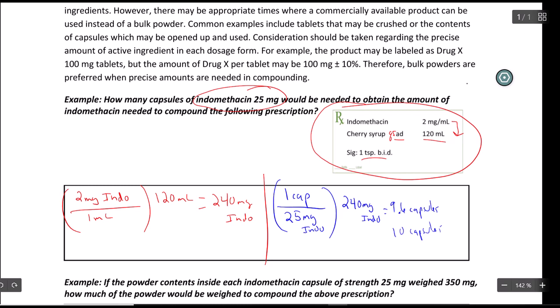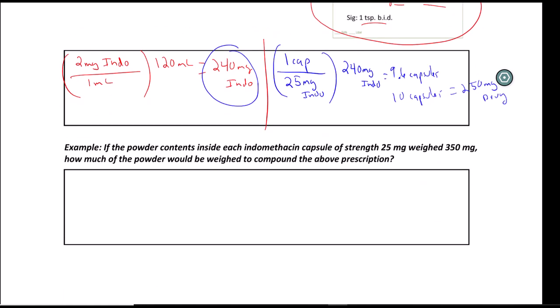All right? Now 10 capsules, if every capsule contains 25 milligrams, contains 250 milligrams of drug. However, I only need 240 milligrams of indomethacin. So how do I get from a bunch of powder that has 250 milligrams of drug inside of it to 240? This is what we're going to do here on the second portion.